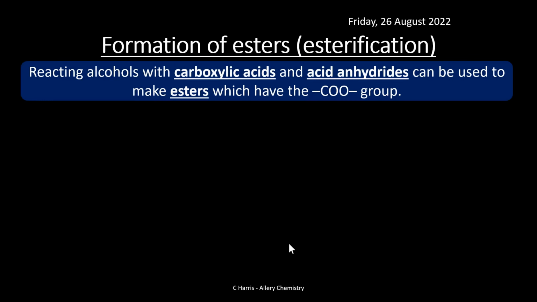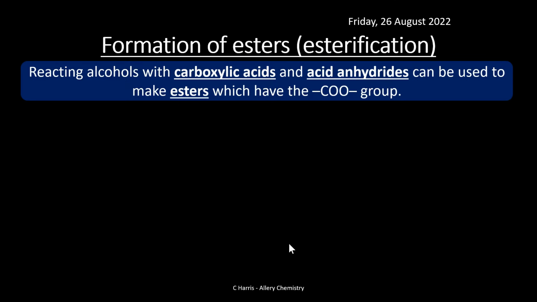Okay, so let's look at some derivatives of carboxylic acid. A derivative is like a side branch, I suppose. So we can react alcohols with carboxylic acids. We can also react it with acid anhydrides, but you won't really see a lot of them. It's just an additional chemical. It's mainly the carboxylic acids that we're going to look at here, of course.